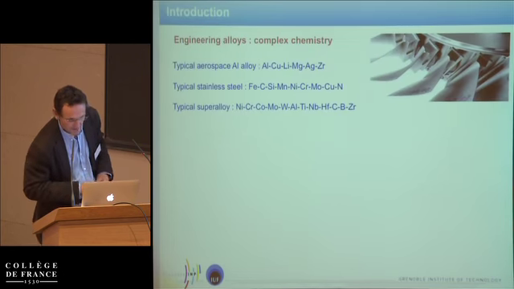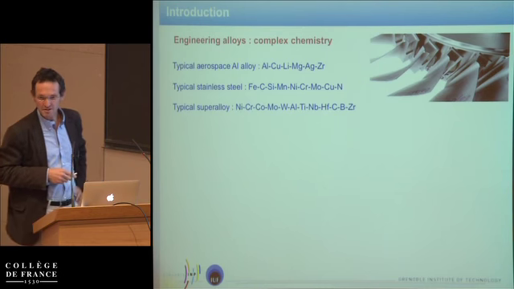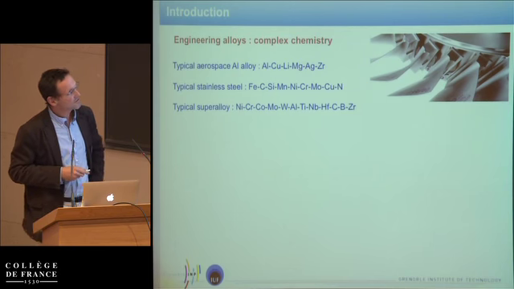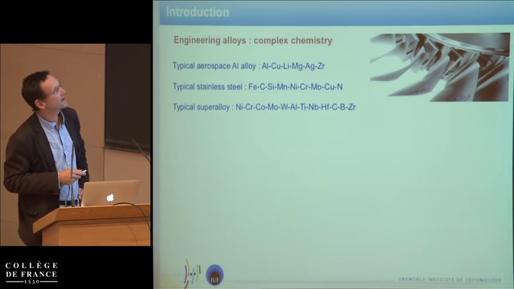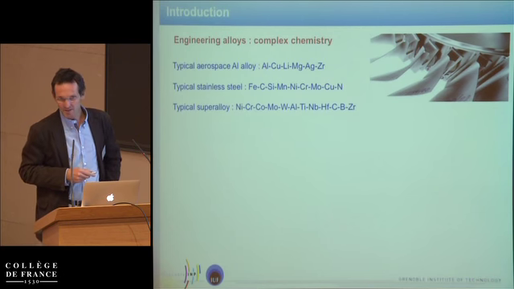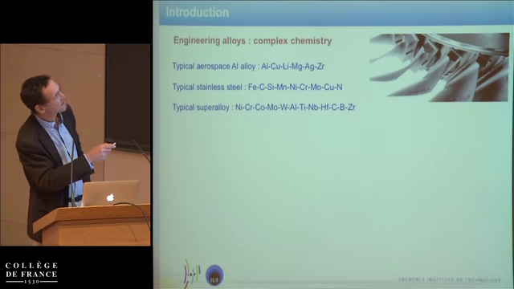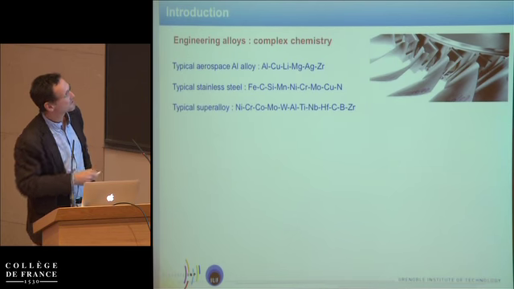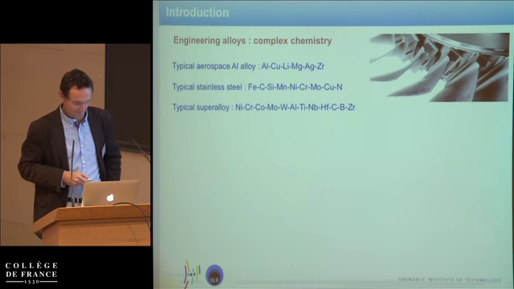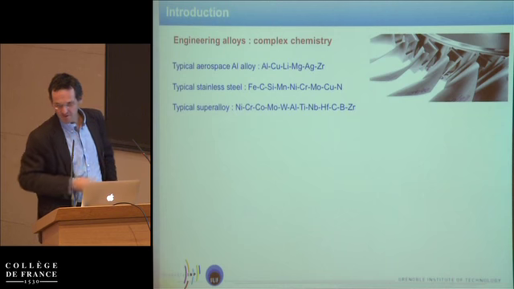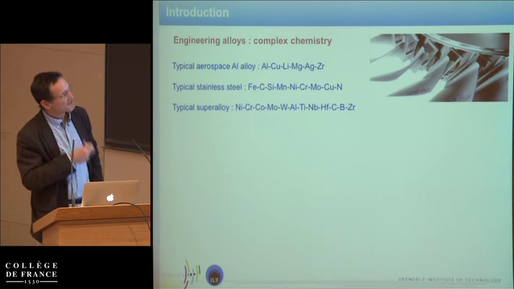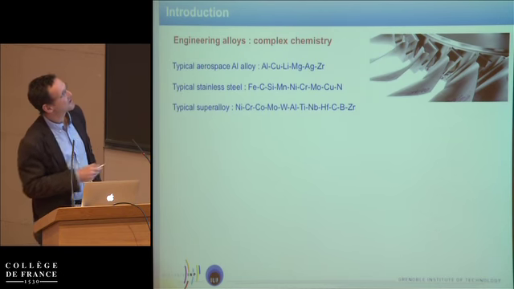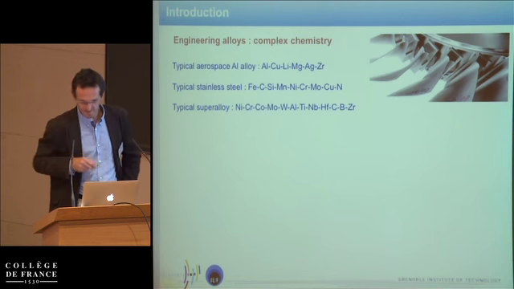If you look at modern engineering alloys for complex applications, they need to meet a lot of requirements, lots of functions, and usually this is achieved by very complex chemistries. Here I show three types of alloys: one aluminum, one stainless steel, and a superalloy used for an engine. I won't go into the details about why each of these chemical elements is added to the alloy, but each has a specific purpose, and you see that it can become extremely complicated.